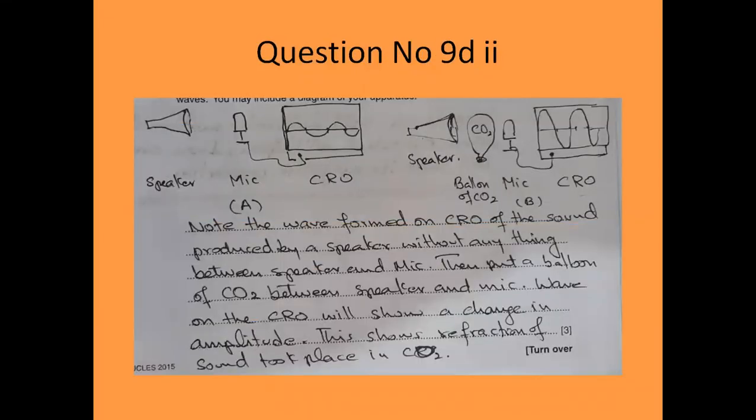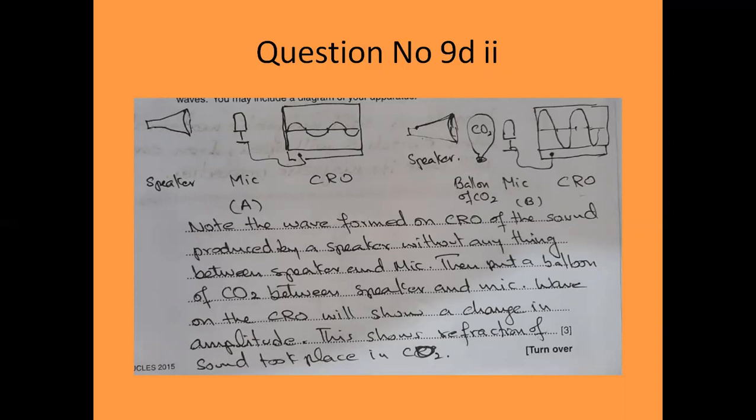So here you can see I have shown a speaker. Here we have a mic, and this mic is attached with the CRO, and we will produce a sound from the speaker, and the mic will catch that sound, and the CRO will make the waveform of that sound. Then between the speaker and the mic, we put a balloon which is filled with the carbon dioxide, and you produce the same sound. But when the same sound is produced, this time you will observe, you will have the same wave, but the amplitude of this wave will be larger. This means that when the sound waves have passed through the carbon dioxide, they have refracted. That's why the amplitude or the loudness of the sound has increased.